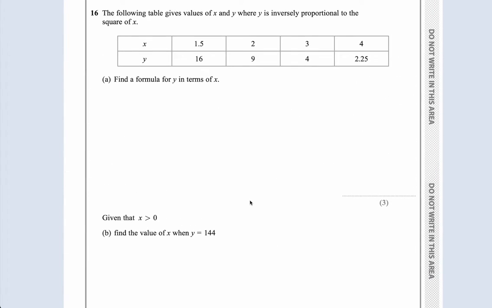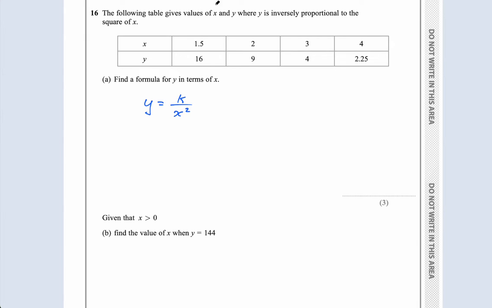Okay, question 16. The following table gives x and y where y is inversely proportional to the square of x. Find a formula for y in terms of x. Okay, so guys, these are familiar questions. It says y is inversely proportional to the square of x. So I say y equals k over x squared. That's what I do for inversely proportional. So the x squared goes underneath the line, and I put the k because it's proportional, and I need to find the value of k. So this is familiar. Hopefully you've seen that before and you know what to do.